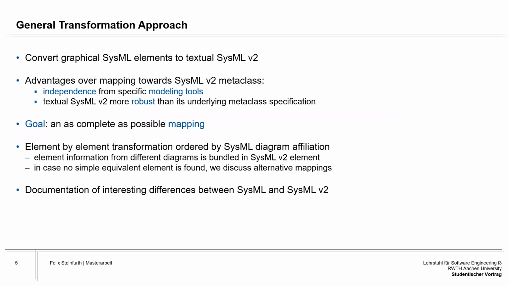Our general transformation approach of SysML to SysML v2 is to convert graphical SysML elements to textual SysML v2. This approach provides some advantages over mapping towards SysML v2 metaclasses, which for once is the independence from specific modeling tools, as all modeling tools will be able to interpret textual SysML v2 once it finds its way to be supported by those modeling tools.